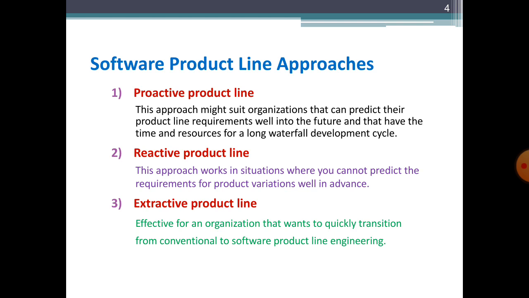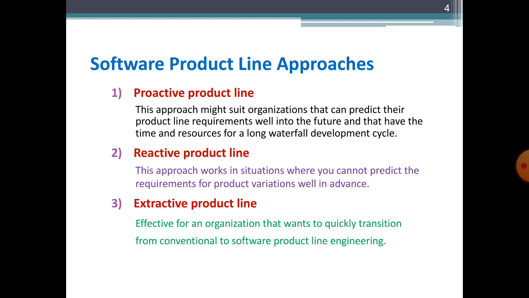The second approach is the reactive approach. This reactive approach, students, is like a spiral or extreme programming approach to conventional software: you analyze, architect, design, and implement one or several product variations on each development instead of one product. This approach works in situations where you cannot predict the requirements or product variations well in advance. It is normally utilized where the requirements are not very tight and are constantly changing.